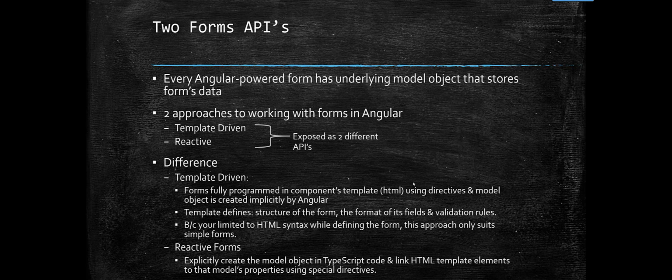Now, in the template-driven case, the model is created implicitly by Angular, but with the reactive, it's created explicitly by us, the programmer. And so they're exposed as two different APIs. With the template-driven, the difference is the forms are fully programmed in the component's template, so the HTML file, using the directives, and the model object is created implicitly by Angular. Now, the template defines the structure of the form, the format of its fields, and the validation rules.